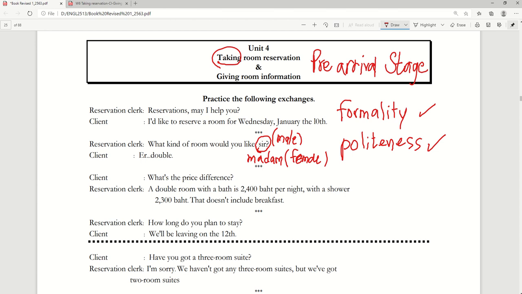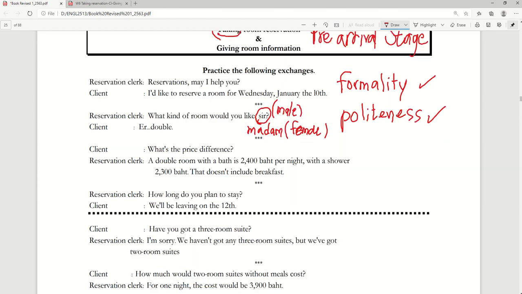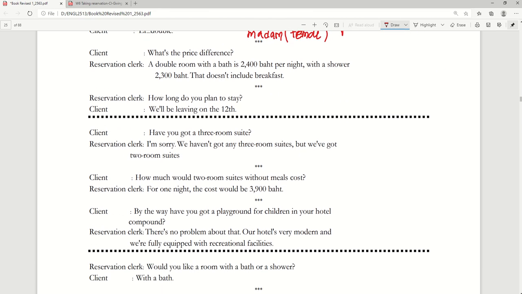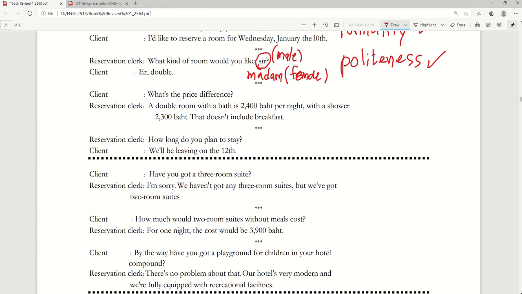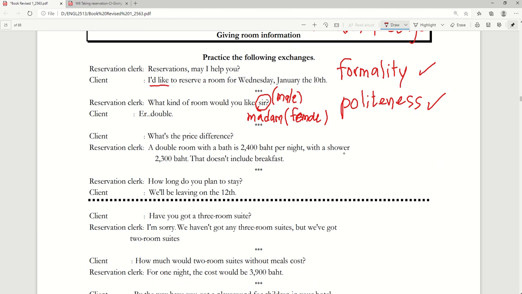Okay. Then the words would like. Would like. And this is from a customer. So you can see not only the staff need to use a polite structure, the client or customer as well.